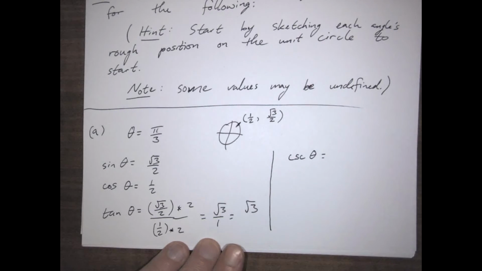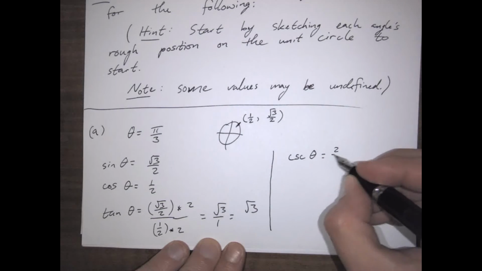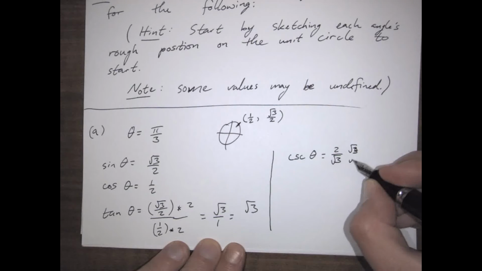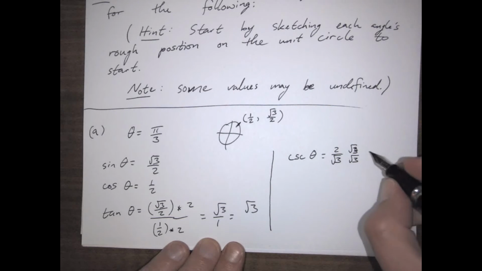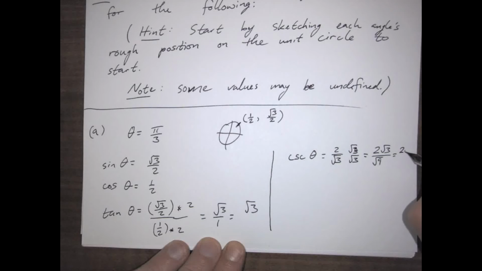Cosecant theta will be just the reciprocal of the sine, so it's going to be 2 over root 3, which is no good. So we multiply by root 3 over root 3, 2 root 3 over root 9, 2 root 3 over 3. So be it.